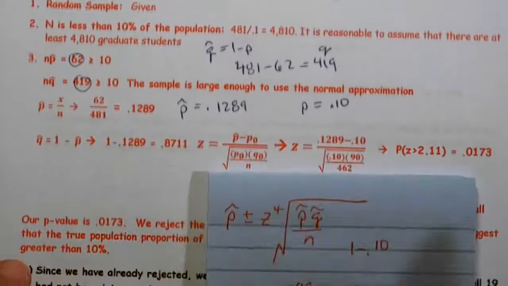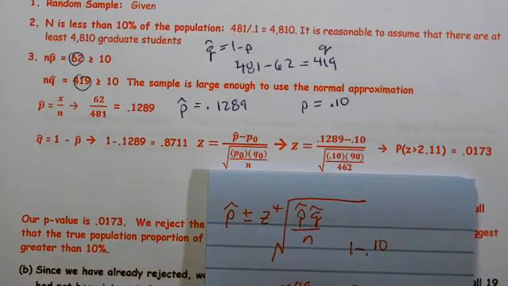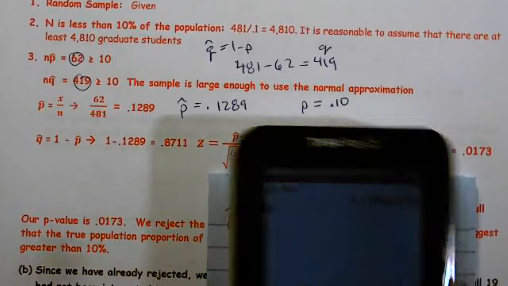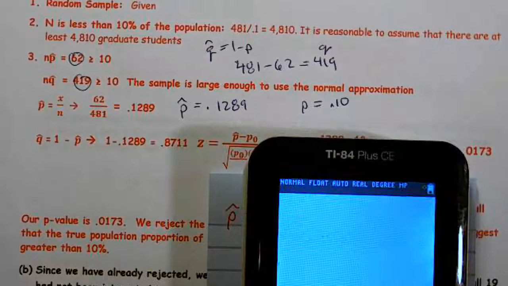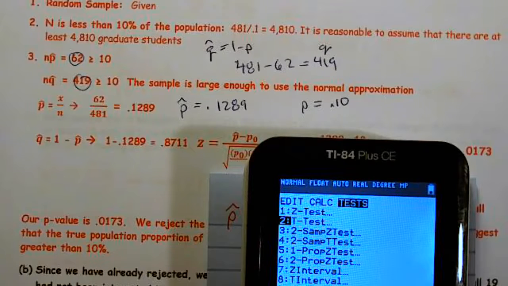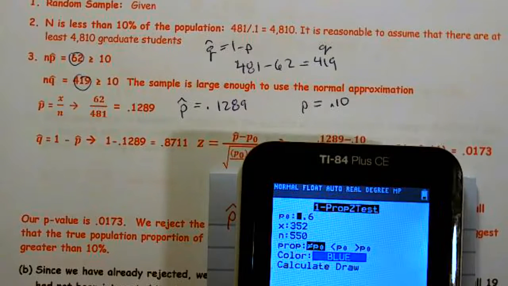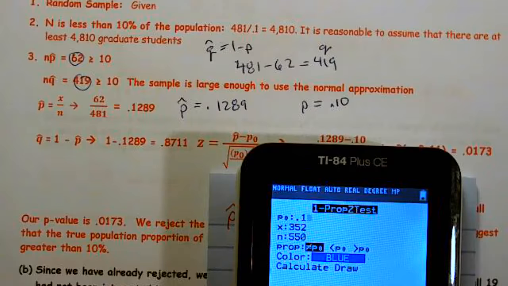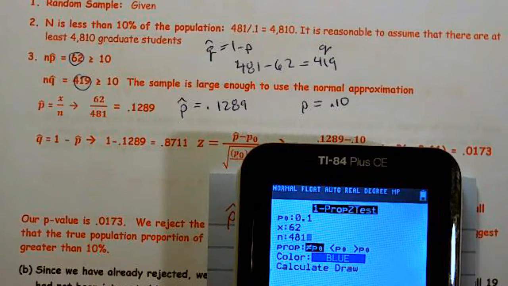And notice that there's no 2 out in front because we're not working with a not equal. You only have the 2 times when you're working with a not equal. So then we're going to go stats, test, 1 proportion z-test. And our original claim was 10%. That's what we believed it to be. 62 graduate students were interested. 481 were surveyed. Remember, X and N must be whole numbers. We're looking for greater than, and we calculate.